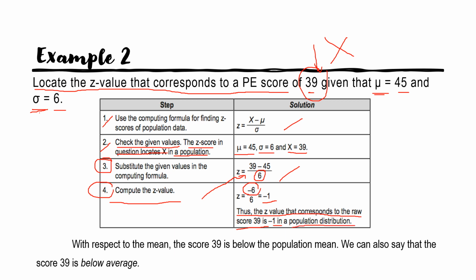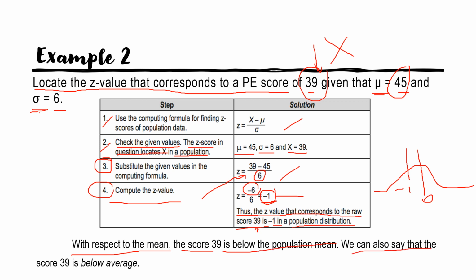population distribution. A negative value of z, meaning to say, if this is your normal curve and this is your mean, which is 0 here as your z score, then your negative value will fall on the negative part of your normal curve, or the left side of your mean. So this negative 1 will be mapped to your 39 here, since your population mean is 45. With respect to the mean, the score 39 is below the population mean. We can also say that the score 39 is below average.